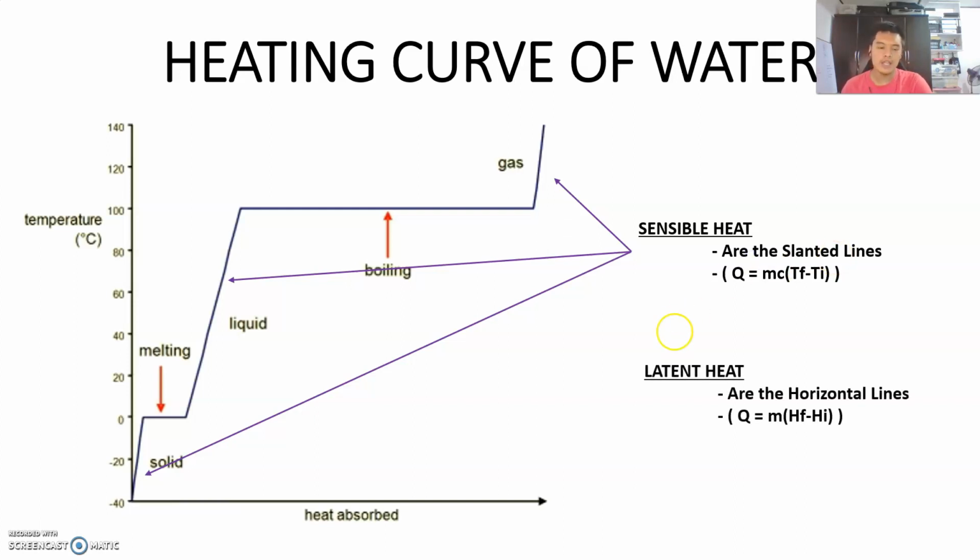Next is latent heat, the one I have been referring to a while ago. These are the horizontal lines, the transformation of phase change; in a sense, this is phase change heat. The latent heat is represented by the formula mass times the change in enthalpy: the enthalpy of the final outlet minus the enthalpy of the inlet. In a sense, it's the enthalpy of vaporization if going from liquid to gas, or the enthalpy of condensation when going from gas to liquid. Again, sensible heat is the slanted lines, and latent heat is the flat lines.